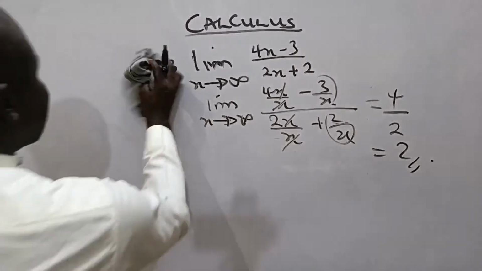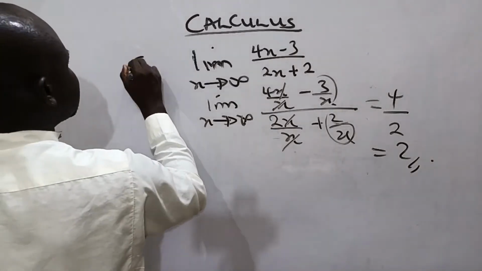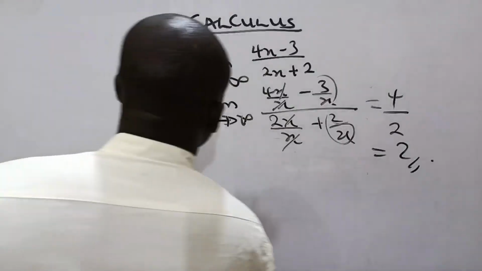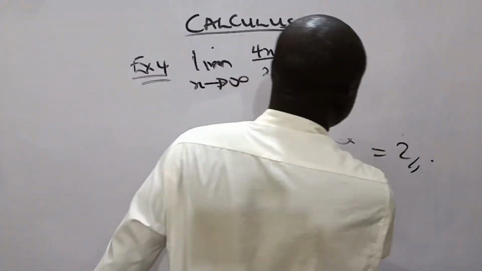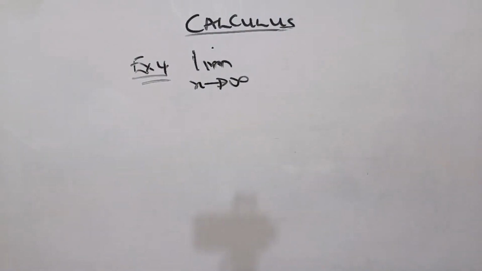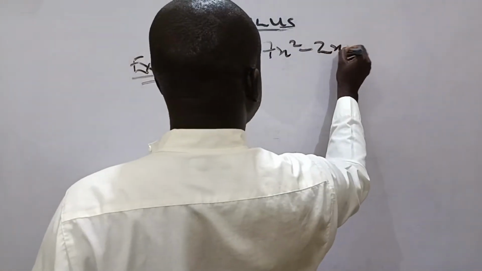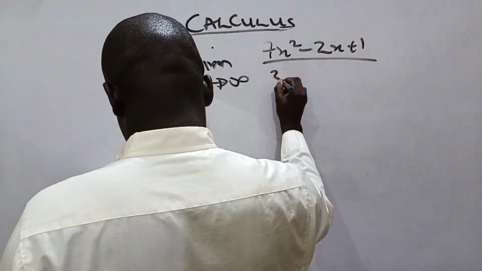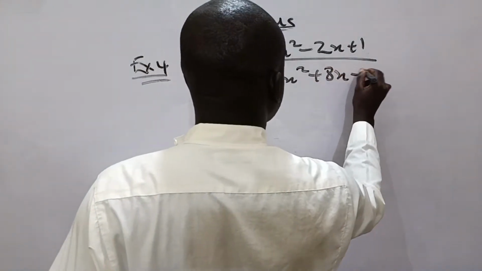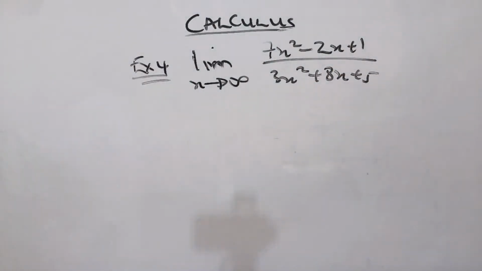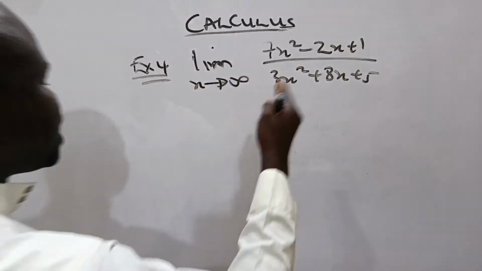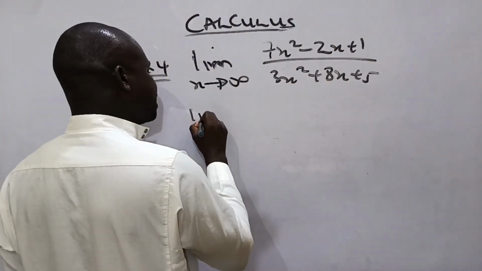Then I'm going to take the last example, example 4 under limit. So when x tends to infinity, what are you expected to do? That is, when x tends to infinity and you have this type of question, 7x squared minus 2x plus 1 all over 3x squared plus 8x plus 5. In this case, the highest degree of x is 2. So I'm going to divide through by x squared.